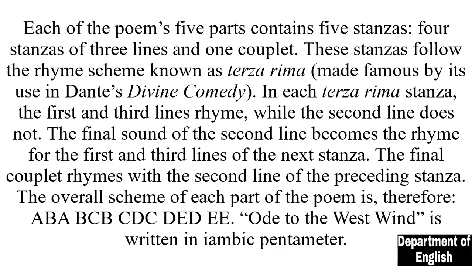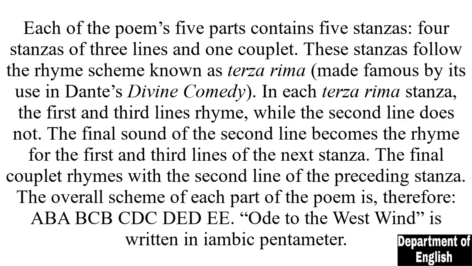Each of the poem's 5 parts contains 5 stanzas, 4 stanzas of 3 lines, and 1 couplet. These stanzas follow the rhyme scheme known as terza rima, made famous by its use in Dante's Divine Comedy. In each terza rima stanza, the first and third lines rhyme, while the second line does not. The final sound of the second line becomes the rhyme for the first and third lines of the next stanza. The final couplet rhymes with the second line of the preceding stanza.